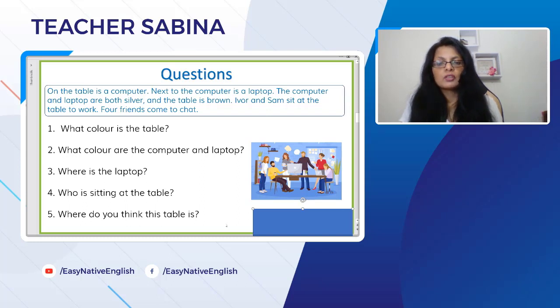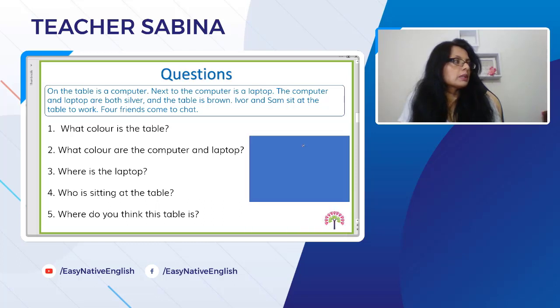So where do you think the table is? I think this table is in an office. So you take this part of the question, just put "I" at the front of it. I think this table is in an office. Okay then. Right. Let's put this back.